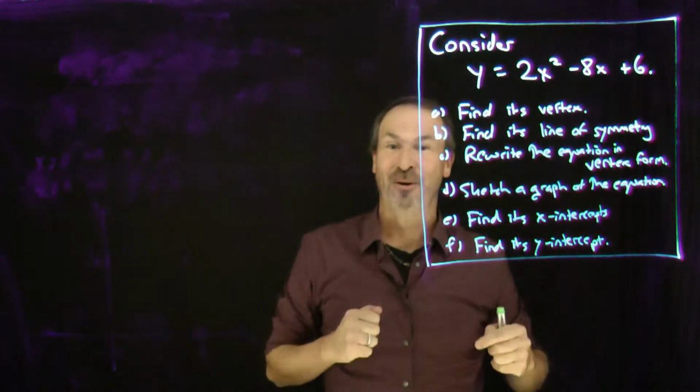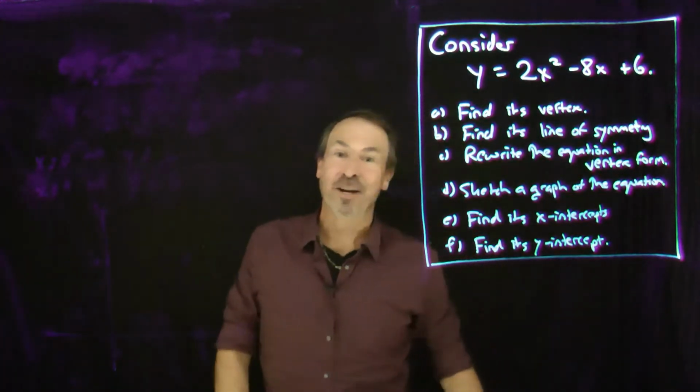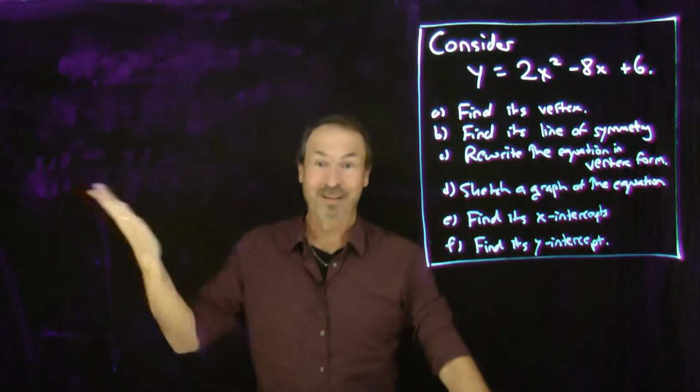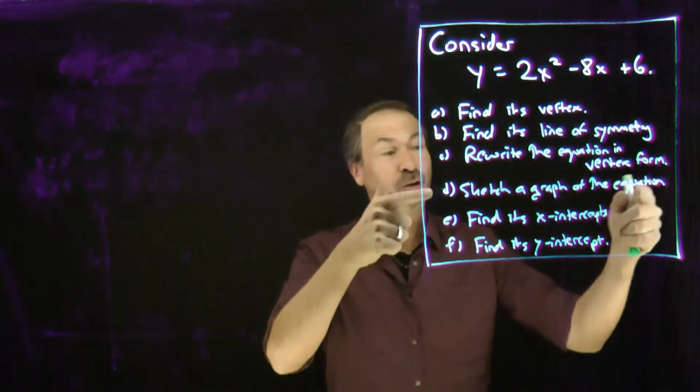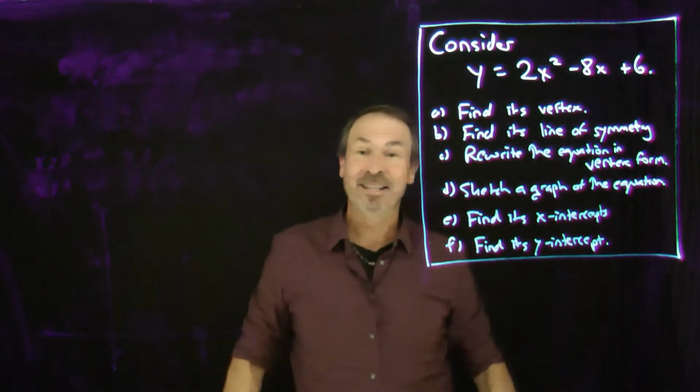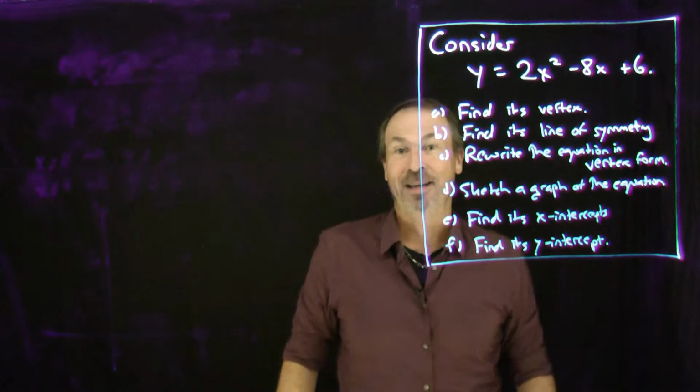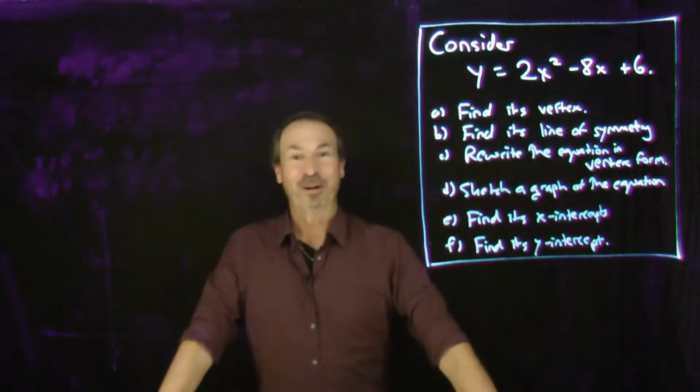A, find its vertex. B, find its line of symmetry. C, rewrite the equation in vertex form, whatever that means. D, sketch a graph of the equation. E, find its x-intercepts. And finally, F, find its y-intercept. That's a lot. That's a lot going on there.